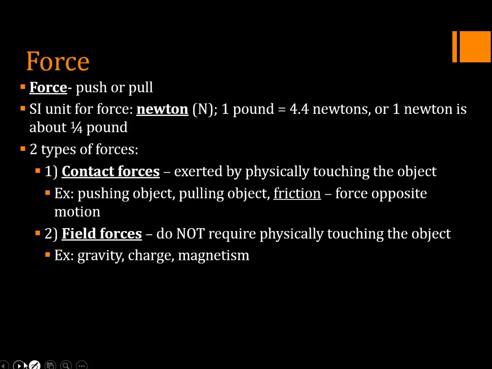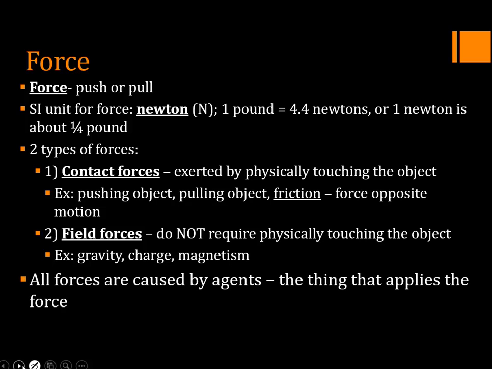So, two magnets can repel or attract whether they're touching each other or not. And gravity between the sun and the earth keeps the earth in orbit around the sun, even though we are not touching the sun. Okay, but regardless, all forces are caused by agents. That means there is something that is applying the force, and you should be able to identify it. If you say a force is acting on an object, you should be able to tell me what is the agent that is applying or exerting that force.